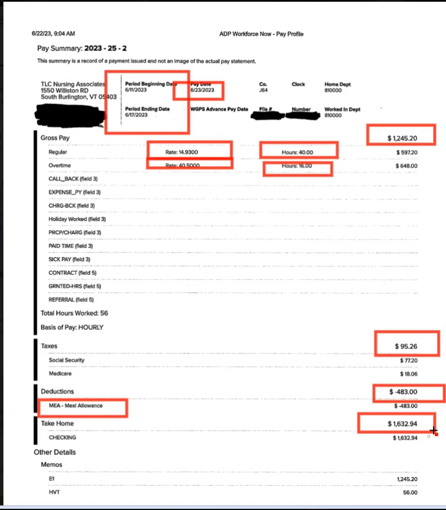If you're ever looking at your pay stub and you have any questions, it's not making sense, or you think there might be an error, please reach out to your recruiter right away. They're more than happy to help. And of course, if there is an error, they're going to make sure that that gets corrected for you right away.